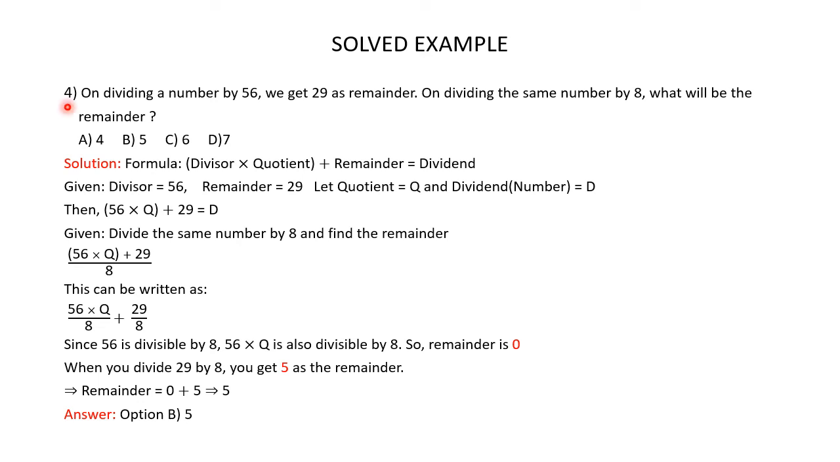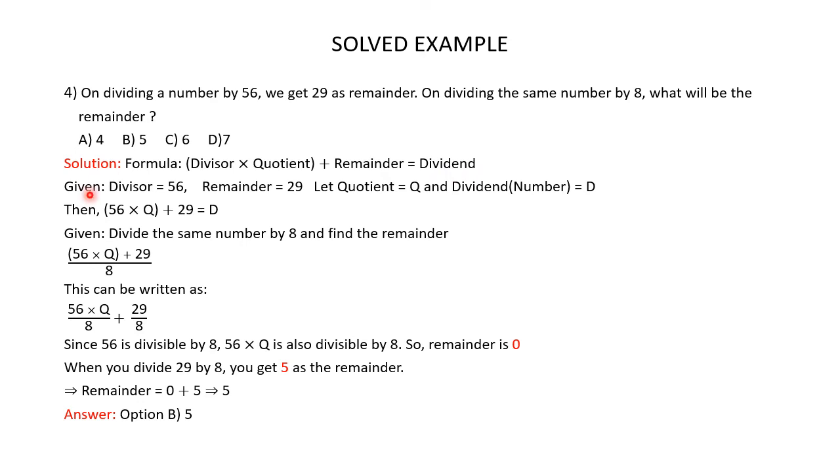Question 4. On dividing a number by 56, we get 29 as the remainder. On dividing the same number by 8, what will be the remainder? You are given 4 answer options. You have to find out which of these options is the correct answer. Here you have to use the formula divisor multiplied by quotient plus remainder is equal to dividend.